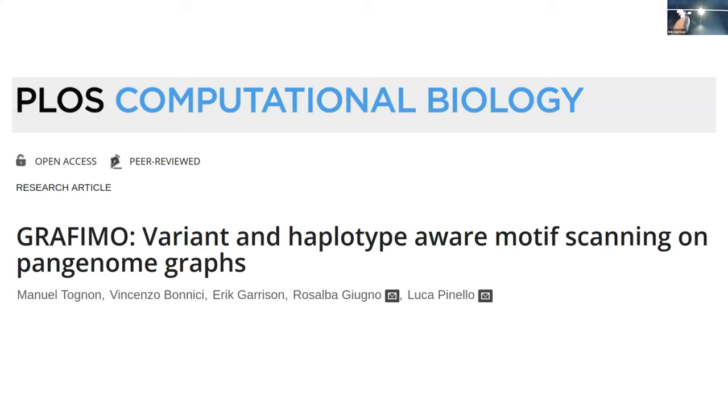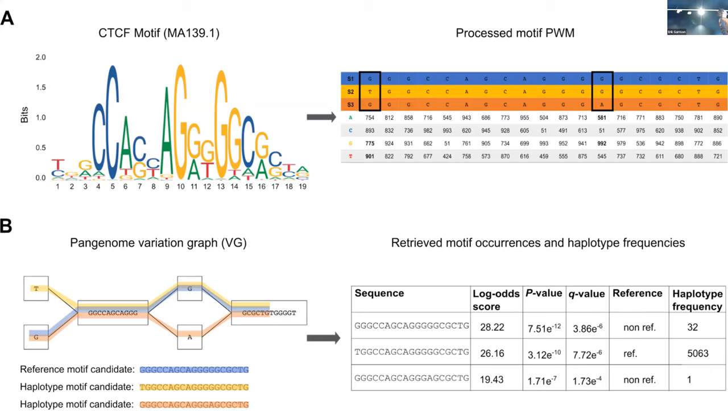Another thing that's interesting to think about is that the graph is a way of remembering the population. And if you have functions that scan across the reference, you could have them scan across the graph. One of those functions is to scan for certain DNA sequence motifs. Characteristic motifs like this are associated with certain DNA binding proteins. So if you find something that matches this motif, it's very likely that the CTCF protein could grab onto it.